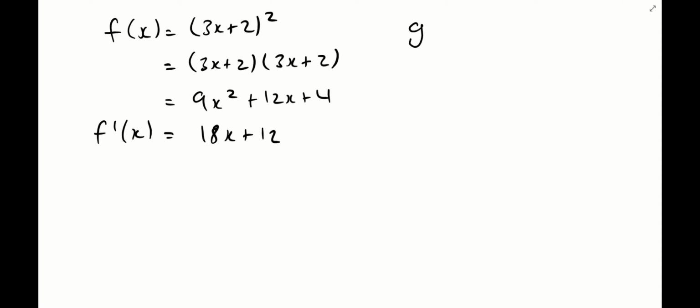However, what if we had this function g of x over here, which was equal to 3x plus 2, and this time it's to a greater power, so to say, to the power of 7. Well, we're going to have to write out and expand 7 brackets before we can take the derivative, okay? And that's going to take a lot of time and a lot of work. So the quicker way that we can do this is using what we call the chain rule.